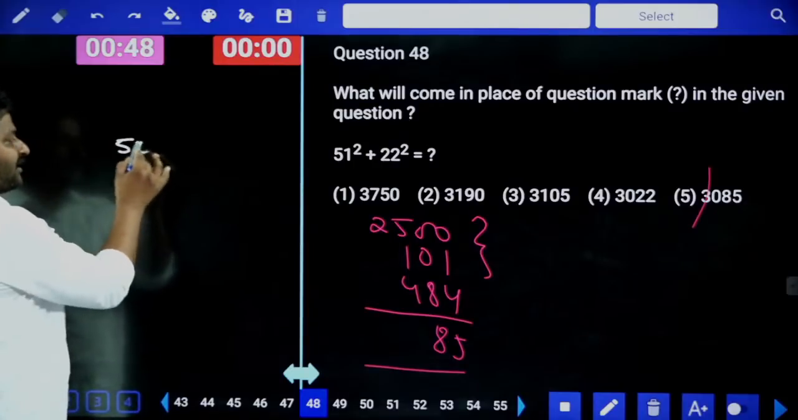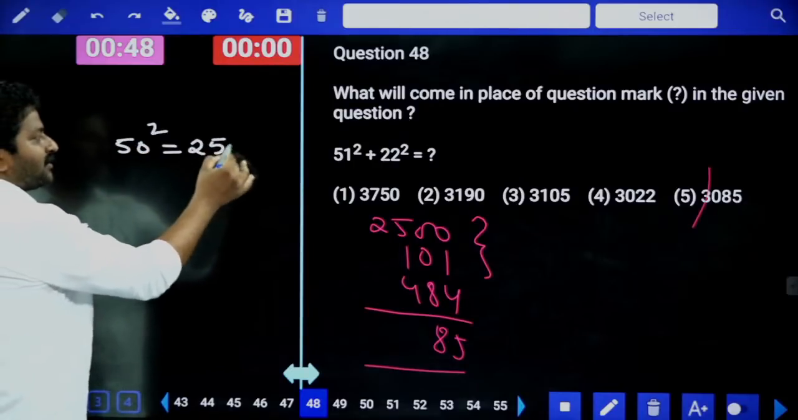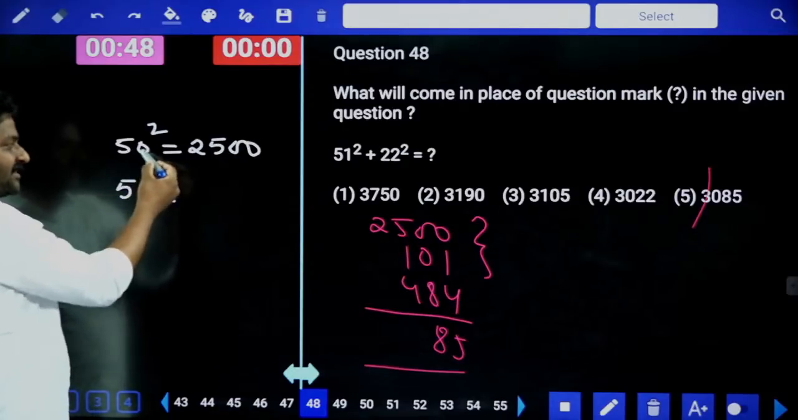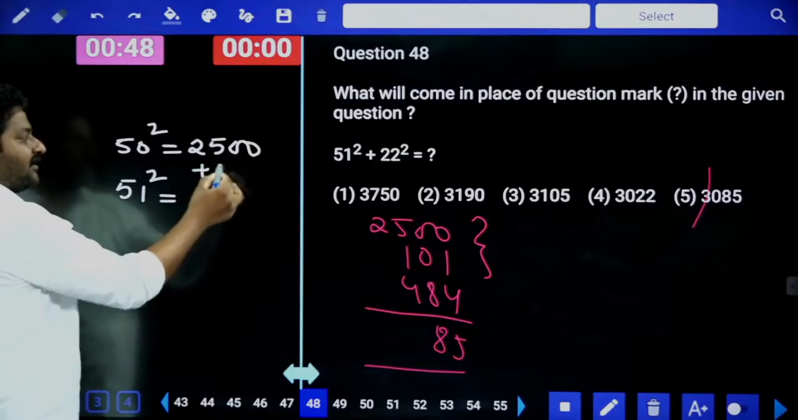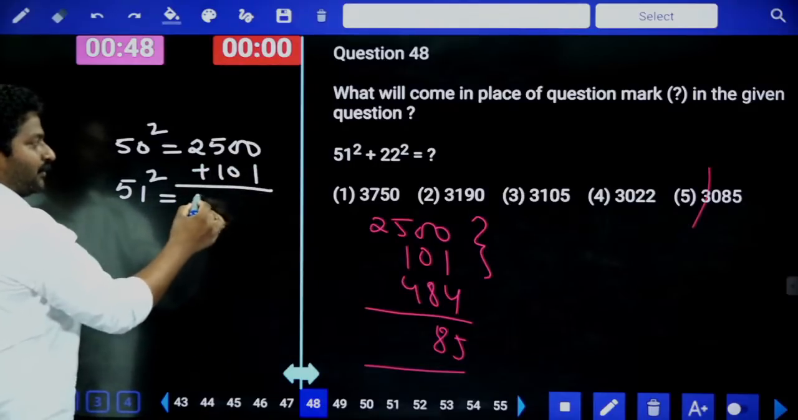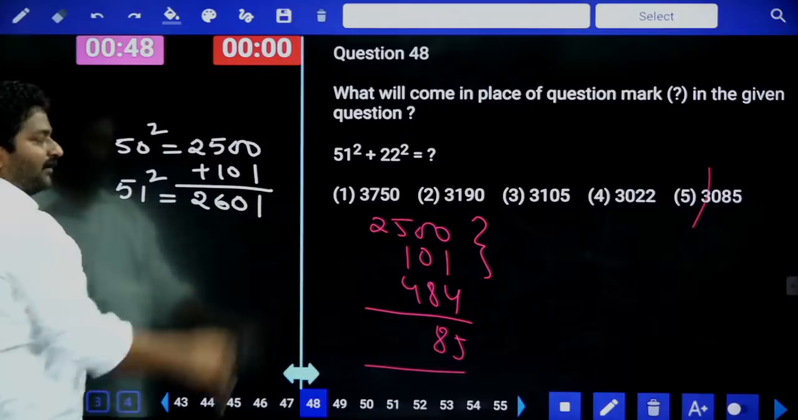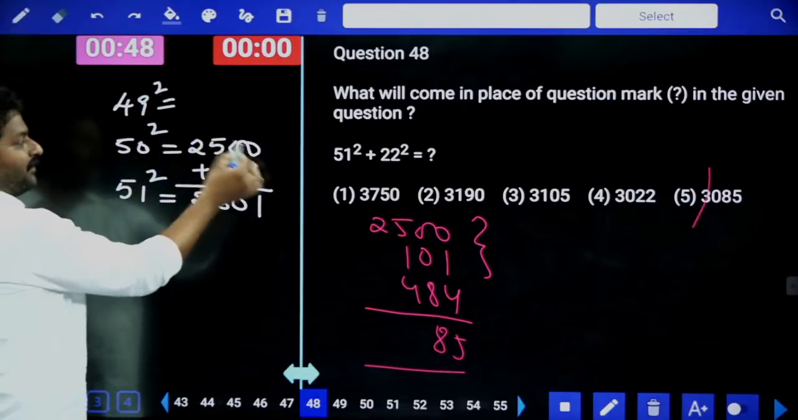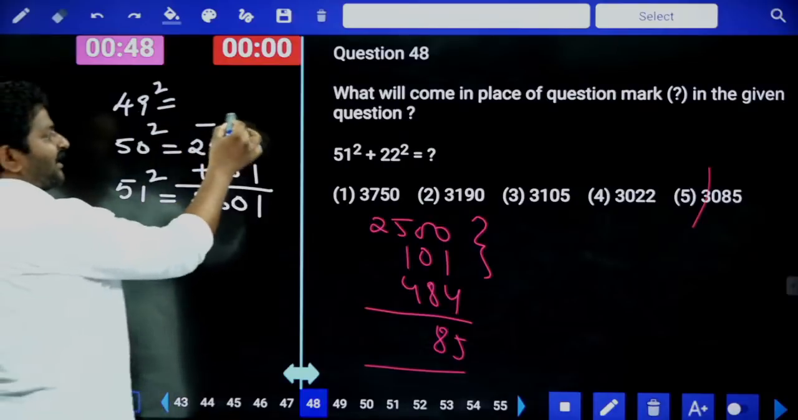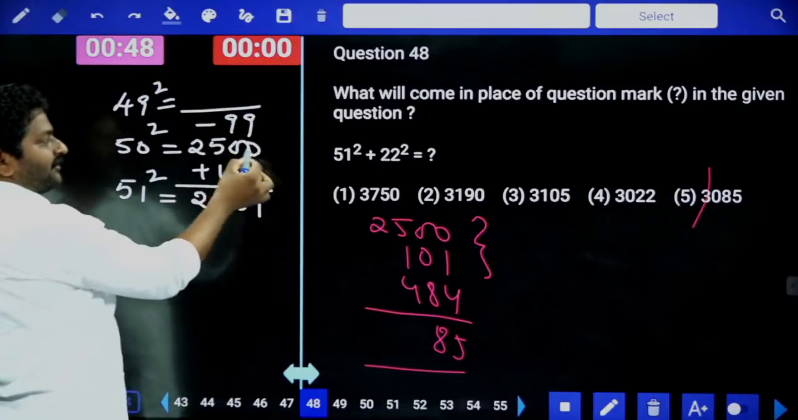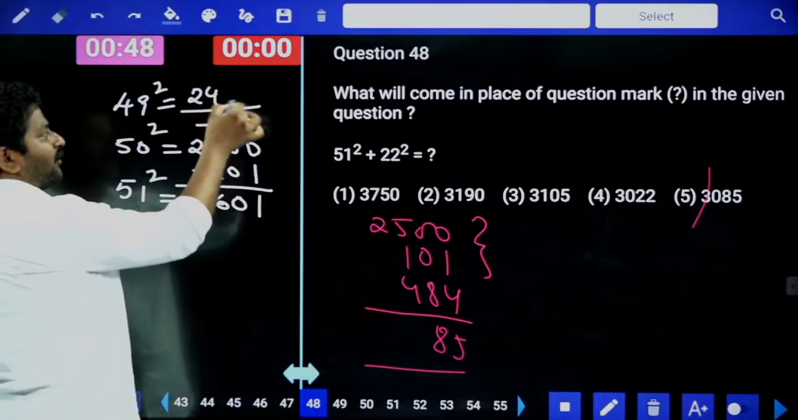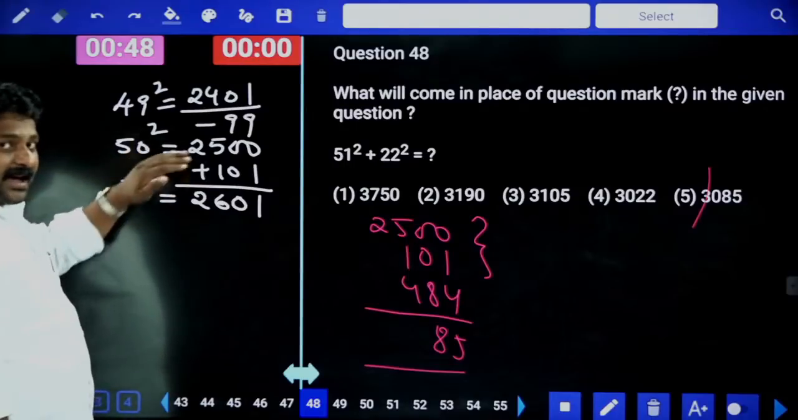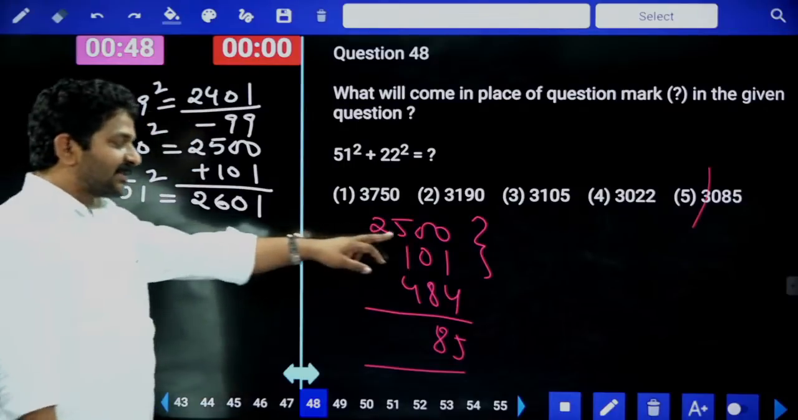When you know 50 square, which is equal to 2500, and if you want to calculate 51 square, to this just add these two numbers, that is 101. That gives you 26 and 01. Suppose if you want to calculate previous number square, so from this you subtract sum of these two numbers, that is equal to 99. 2500 minus 99, that is equal to 2401. So in this way you can calculate next number square as well as previous number square. So that's the simplification I used here.